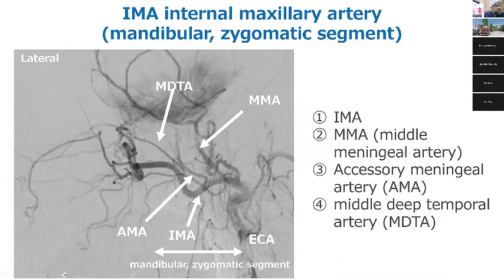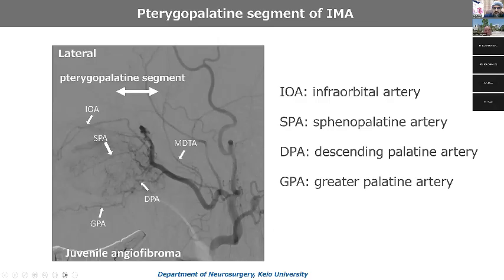Then I'd like to go to the internal maxillary artery. The IMA is divided into three portions: the mandibular portion, the zygomatic portion, and the pterygopalatine portion. From the proximal side, the IMA gives off some important vessels. One is the middle meningeal artery here, another is the accessory meningeal artery here, and the other is the deep temporal artery here. And this is the more distal portion, the pterygopalatine segment of the internal maxillary artery here.